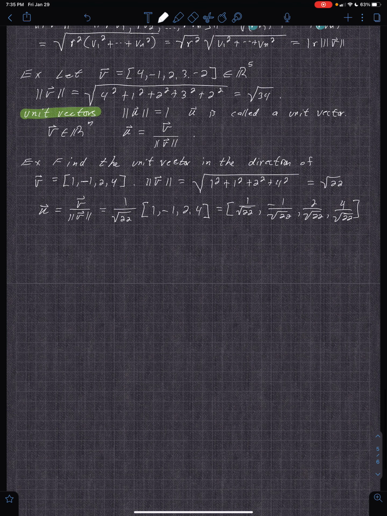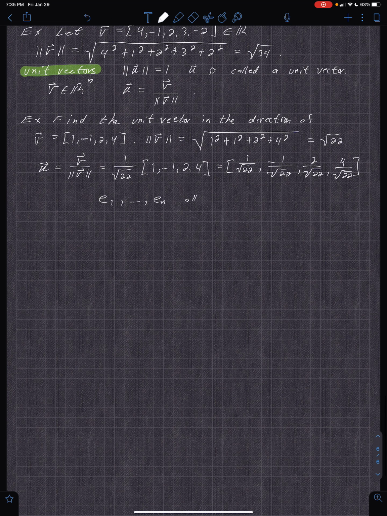Just a quick note, the standard unit vectors, e1 through en, the standard basis vectors, are all unit vectors. Does that make sense? If you take the magnitude of any of those, you're basically just taking the square root of a bunch of zeros and then 1 squared. So the square root of 1 squared has to be 1. Pretty straightforward, just like i, j, and k. Those were all unit vectors as well.